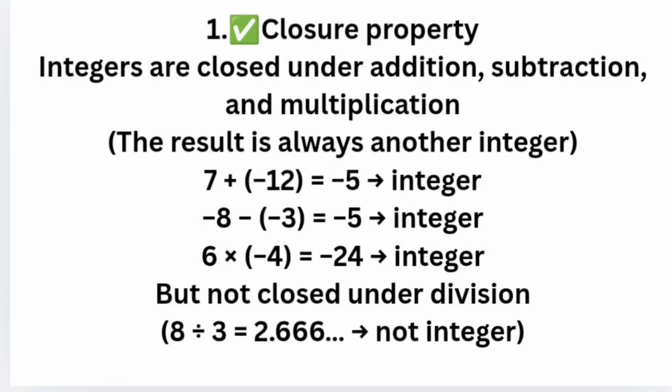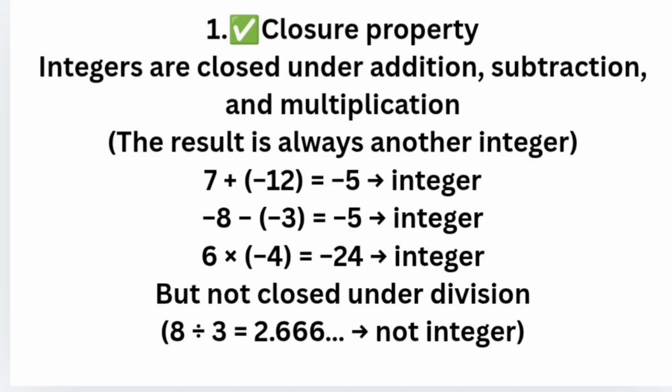Main properties of integers under the 4 basic operations: addition, subtraction, multiplication, division. The first property, closure property. Integers are closed under addition, subtraction, and multiplication. The result is always another integer.